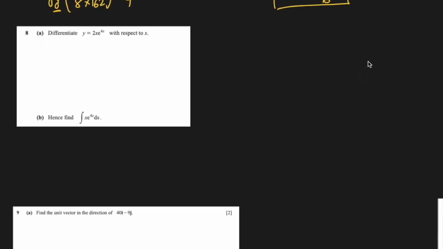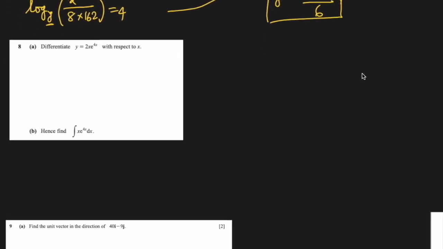Question number 8. Differentiate y equal to this with respect to x. So y equal to 2x e to the power 4x. Now you can see that 2x is multiplying e to the power 4x. Both have this variable x. That means we will use the product rule.